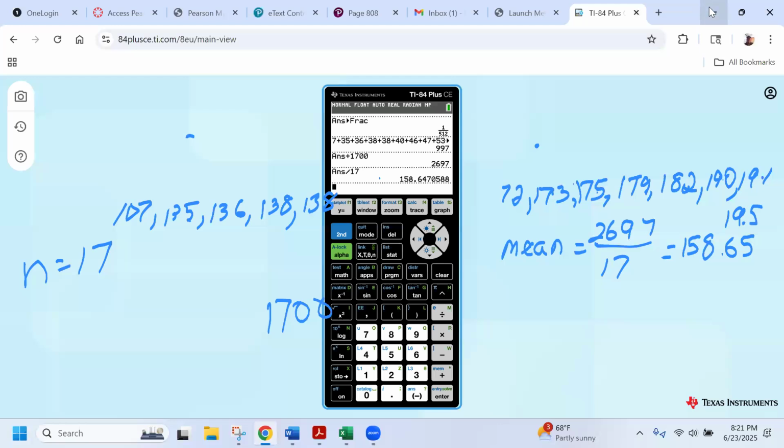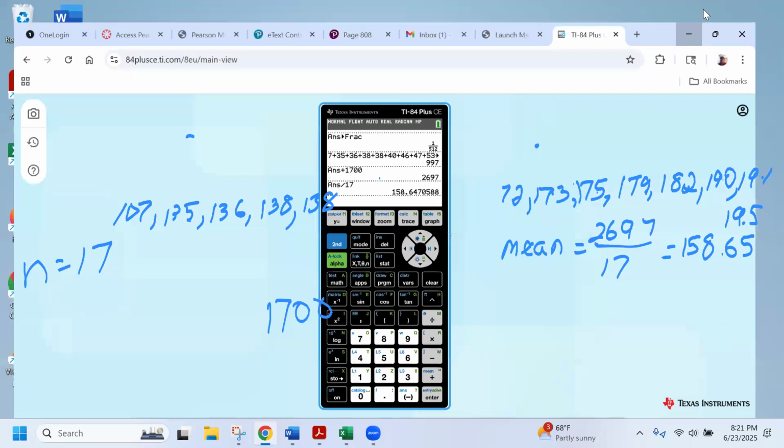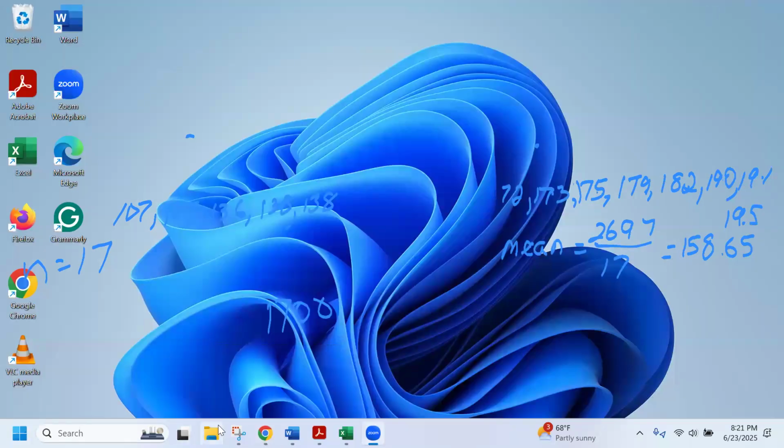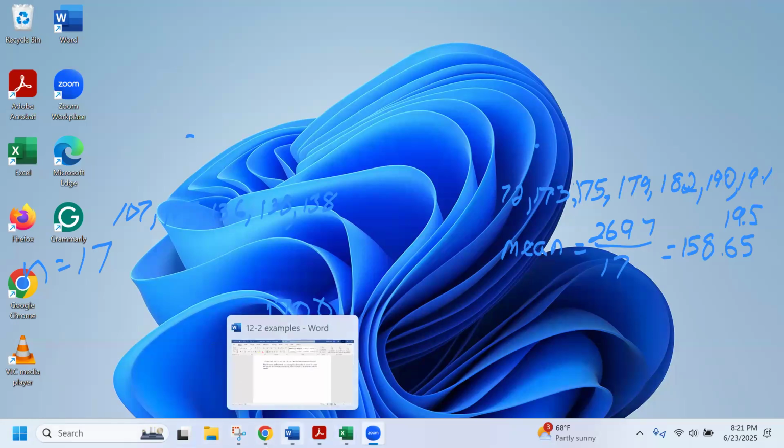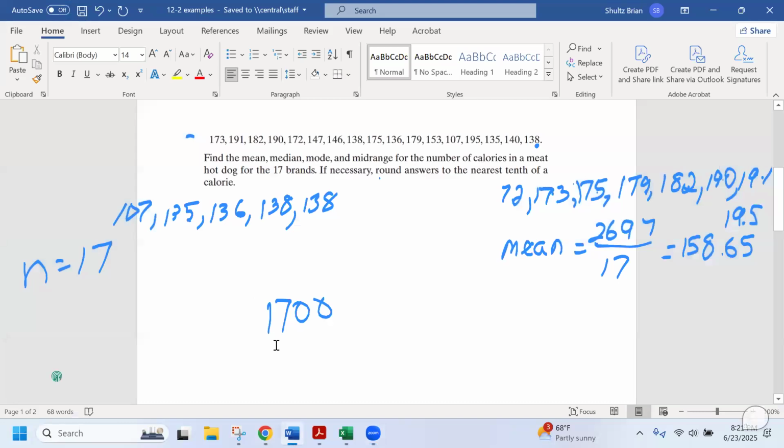Now, I don't really need my calculator again, so I'm going to call back up my numbers and rewrite the values that I just erased like a dummy. I do know that after 138, there was 140, 146, 147. That was 172, 153.